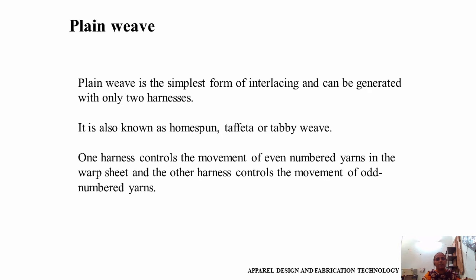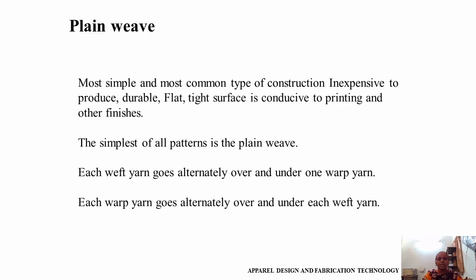So plain weave is the simplest and the basic weave. We can use the minimum number of harnesses in plain weave construction, and it is known as homespun, taffeta or tabby weave. It is the most simple and most common type of construction. It is inexpensive to produce, durable, and has a flat, tight surface that is conducive to printing and other finishes. The simplest of all patterns is the plain weave.